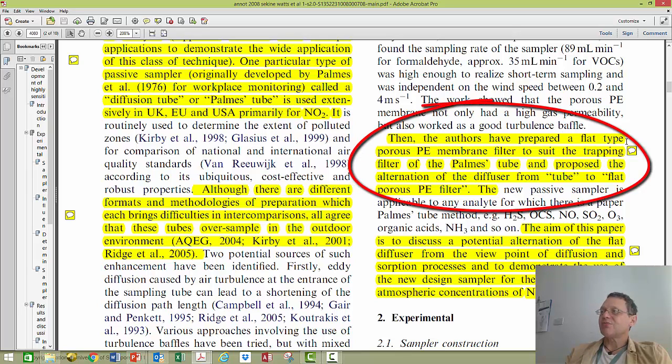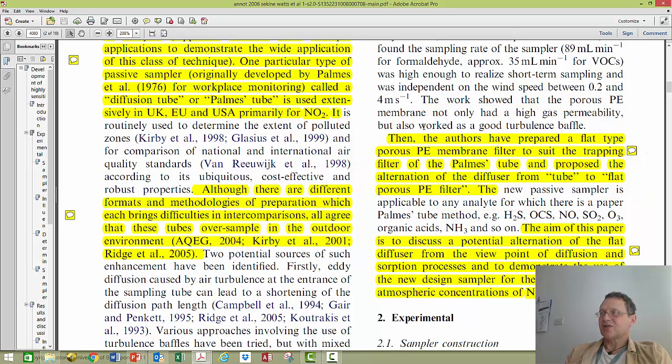And the authors have prepared a flat type porous PE membrane, blah, blah, blah. That's what we did. We tried out effectively a new idea, and not completely new because some of the author team had done similar things, and well, different things actually, but certainly had used the same membrane and had got experience with it.